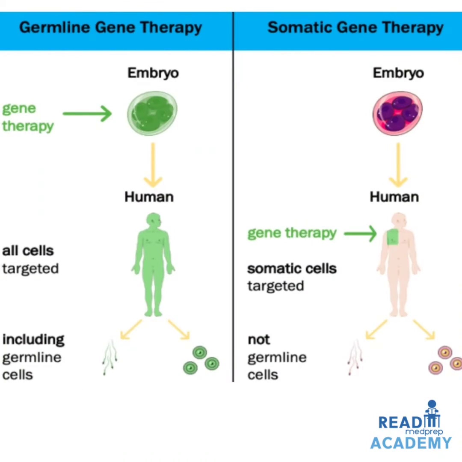Here you can see on the left side the germline gene therapy, where gene therapy is given to the embryo. In this gene therapy, all the cells are targeted, including the germline cells. On the right side you can see the somatic gene therapy, where the embryo is not given any gene therapy and the entire human being is given the gene therapy, and all the somatic cells are targeted and there is no involvement of the germline cells.